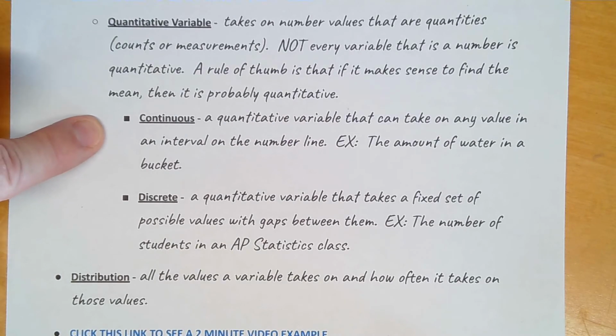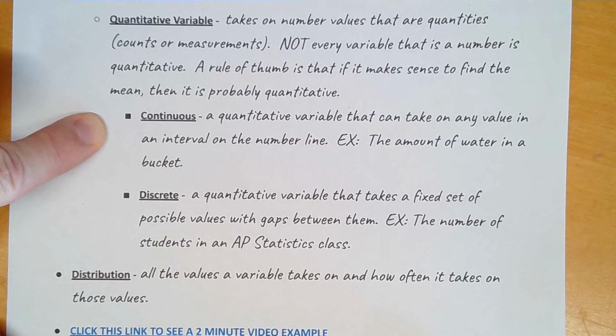And then quantitative variables are broken into two different types of subgroups. There's continuous quantitative variables. A continuous variable is a quantitative variable that can take on any value in an interval on a number line. So example, the amount of water in a bucket, right? So say you had a bucket, it could have, for instance, 1 gallon or half a gallon or 0.75 gallons or 0.8 gallons or 0.6 gallons. And there's no limit to the amount of water that can be in the bucket. It can be any amount from 0 to however big the bucket is.